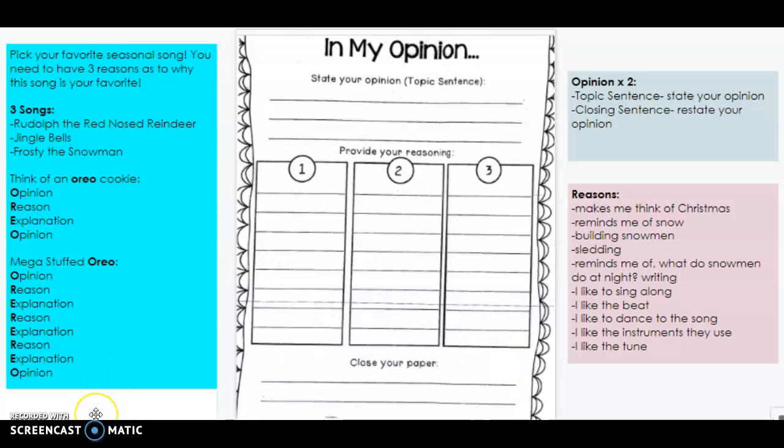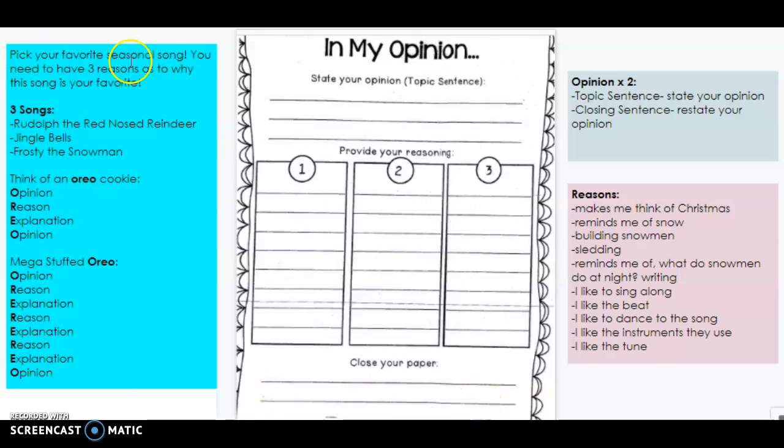So in the video you heard that you could think of an Oreo cookie, and I have that written right here. Think of an Oreo cookie, which has an opinion as the O, the R is reason, the E is explanation when you explain your reason, and then the O is opinion. But we have 3 reasons here. So we have a mega stuffed Oreo. We have an opinion at the top. So here's our big O. And then we have a mega stuffed, so big filling: reason and explanation, reason and explanation, reason and explanation, and then opinion at the end. So there's our last O.